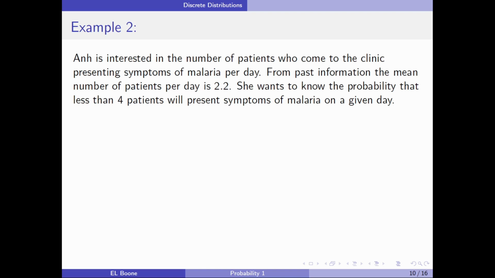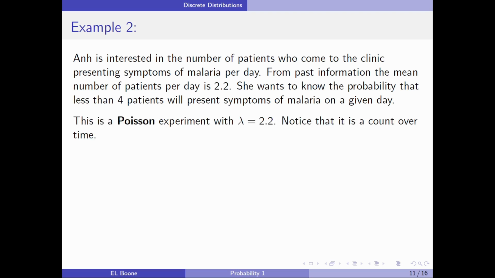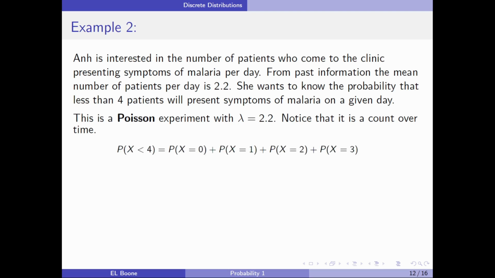All right, here's another one. An is interested in the number of patients who come to a clinic presenting symptoms of malaria, and he's interested in this across each day. From past information, the mean number of patients per day is 2.2. She wants to know what's the probability that less than 4 patients will present symptoms of malaria on a given day. So she's talking about who come to the clinic and present, not just who are randomly in the population. Notice that there was a count and per day, so that makes this a Poisson experiment, and they said the mean number, and that should kind of give it away if it's discrete, that it's a Poisson. So lambda is equal to 2.2. Now, it's over a time, which is day, so we can just plug things in.